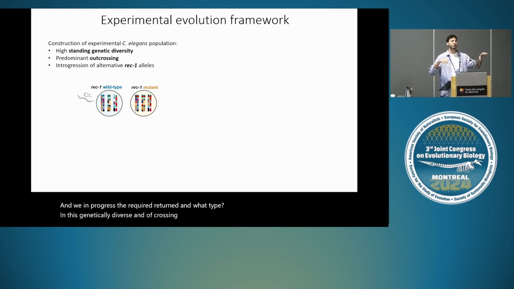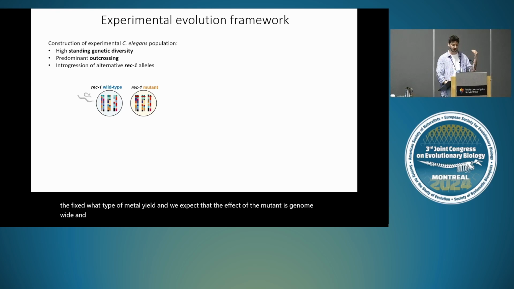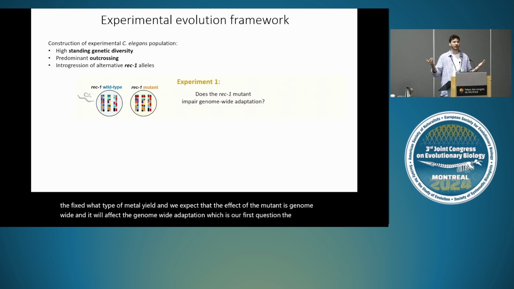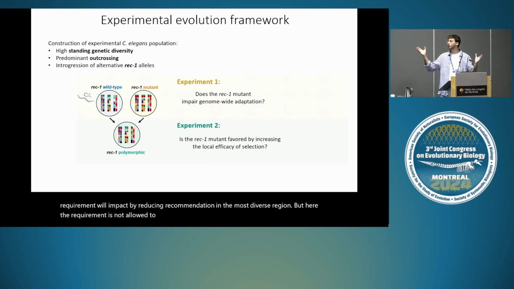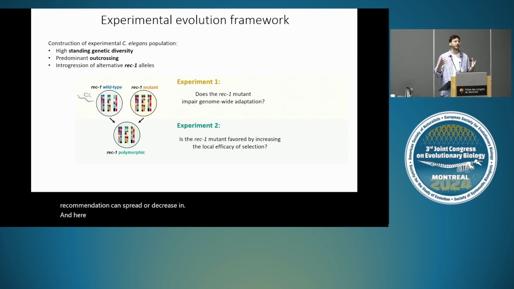So here we have two populations with the fixed wild-type or mutant allele, and you expect that the effect of the mutant is genome-wide, and it will affect the genome-wide adaptation, which is our first question: will the REC1 mutant impair genome-wide adaptation by reducing recombination in the most diverse regions? But here the REC1 mutant is not allowed to evolve. But when we mix the two populations, the REC1 mutant can spread or decrease in the population. And here we hypothesize that it should be favored because it increased the local recombination rate.